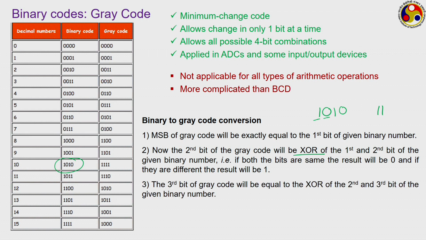For finding the next one, we now compare the second and third bits of the binary. So, 0 and 1, again perform the XOR operation, they are of different kind which leads to 1. We have to continue this way. To find the fourth bit, again we compare the third and fourth bits of the binary, again they are different, so it will be 1, and this is the gray code equivalent.